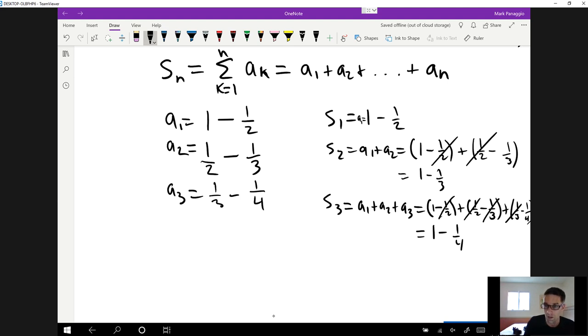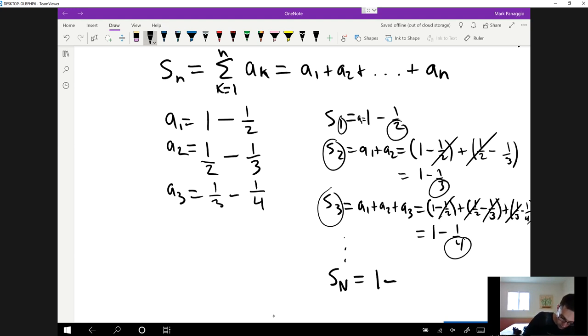And that pattern is going to continue. If I add another term, notice the next term will have a 1/4. That's going to cancel out that negative 1/4. And if I go on, the next term would have a 1/5. That will cancel out a negative 1/5. And so if we continue the pattern, it looks like the nth partial sum is going to be equal to 1 minus, and notice for S3, we had a 4 in the denominator. For S2, we had a 3 in the denominator. For S1, we had a 2 in the denominator. So it looks like if we put an n plus 1, one higher than the term number, that would give us the correct formula that works for all of these.